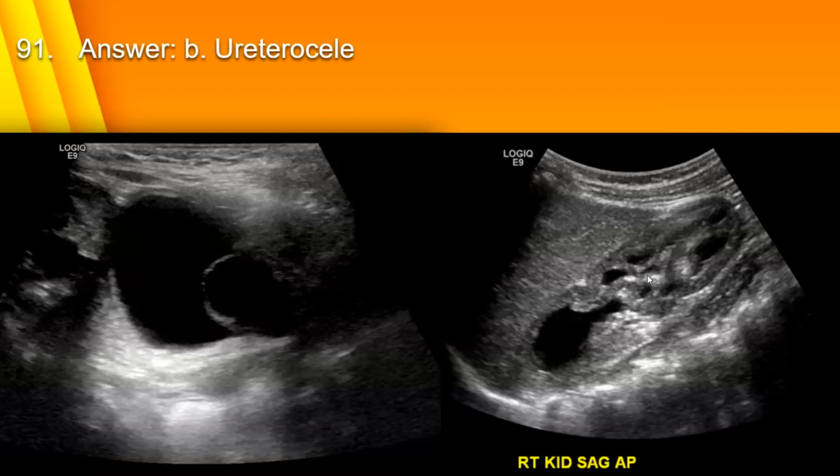If there was a stone, if there was a non-duplex kidney with one ureter, if there's a stone, you'd expect to see hydronephrosis in the entire kidney. Same thing with a ureteral stricture or UPJ obstruction. But in this case, you only have the upper pole that's obstructed. So you typically see upper pole obstruction with ureterocele.